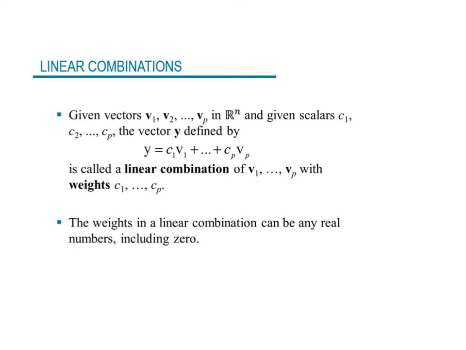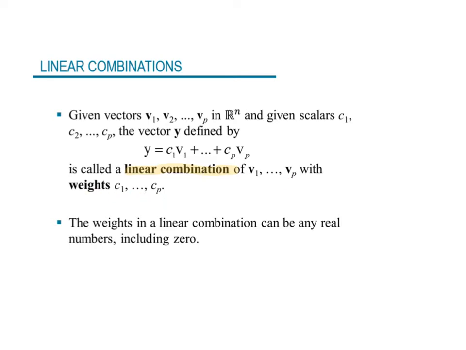Now we get to one of the key definitions in this section, and that is a linear combination. If I have a set of vectors v1, v2, v3, v4, v5 through vp, so p vectors in Rn, and I have scalars c1 through cp, so p vectors and p scalars, the vector y is defined by y equals c1v1 plus c2v2, et cetera, up to cpvp. It is called a linear combination of v1 through vp with weights c1 through cp.